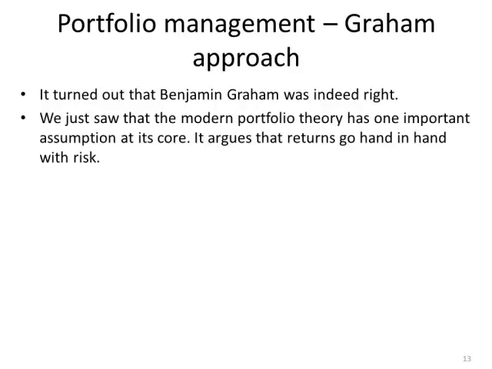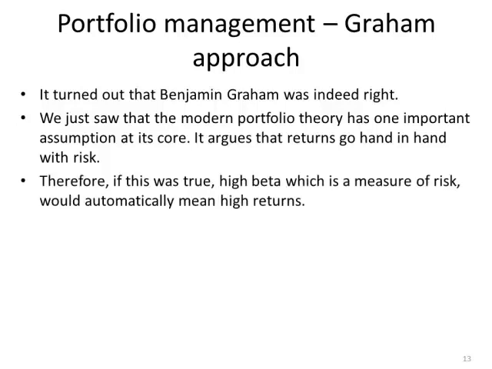And we just saw that modern portfolio theory has one important assumption at its core. It argues that returns go hand in hand with risk, right? That higher risk means higher returns. And if this was true, high beta, which is a measure of risk, would automatically mean high returns. So beta in modern portfolio theory looks at the relationship between a particular stock and the market as a whole, right? And the higher the beta is, the higher the riskiness of a stock as compared to the market as a whole.